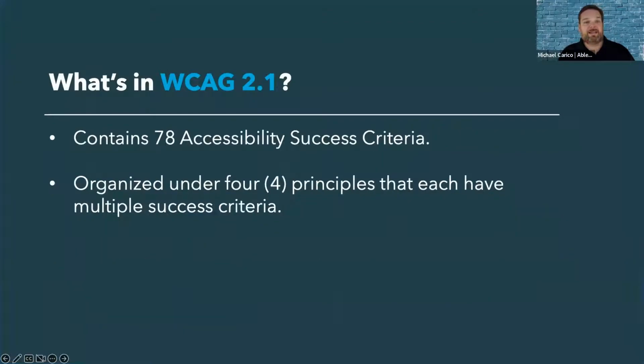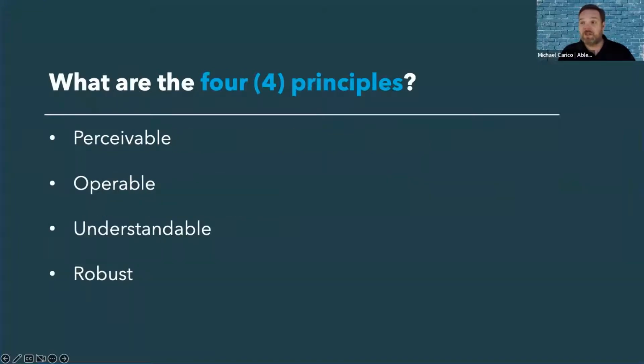So what is in the WCAG 2.1? It contains, as of date, 78 accessibility success criteria, which I'll explain a little bit more about in a minute. And it's organized under four principles that each have multiple success criteria. All right, so we have four principles. The principles of the WCAG are perceivable, operable, understandable, robust.